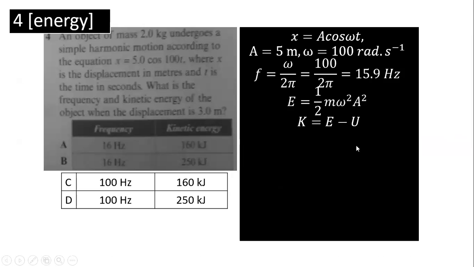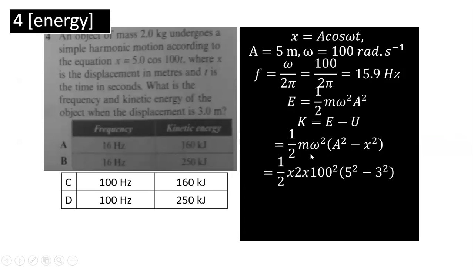Okay. Then put in your value. Right? There's a total energy. This is the kinetic. This is the potential energy. And put in your value. Mass is 2 kilogram. Omega is 100, squared. A is 5. Right? It's in meters, so no need to convert. And then this is 3. x is 3. Displacement. Okay. Any comment?